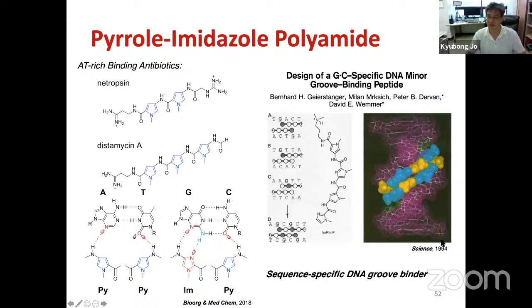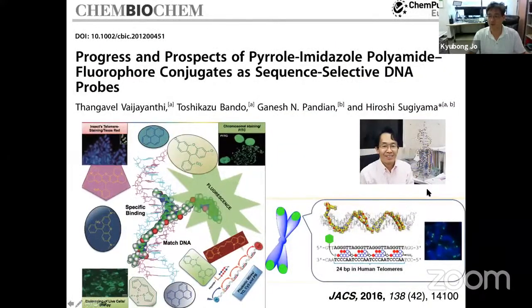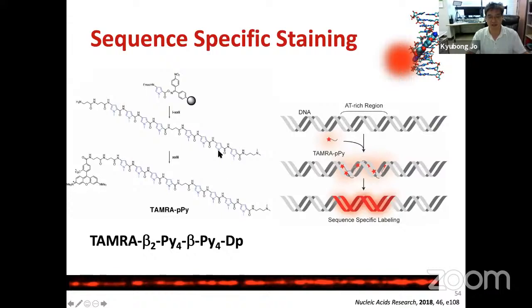That started in 1994 in Science, by Peter Dervan at Caltech. After that, some people tried to develop a new way of DNA binding, not protein, the polyamide. Later, I met Hiroshi Sugiyama at a conference. He's an expert in developing pyrrole-imidazole polyamides. So I thought, instead of asking other organic chemists to synthesize it, I can simply work with him, right? So I worked with him, and he synthesized these chemicals.